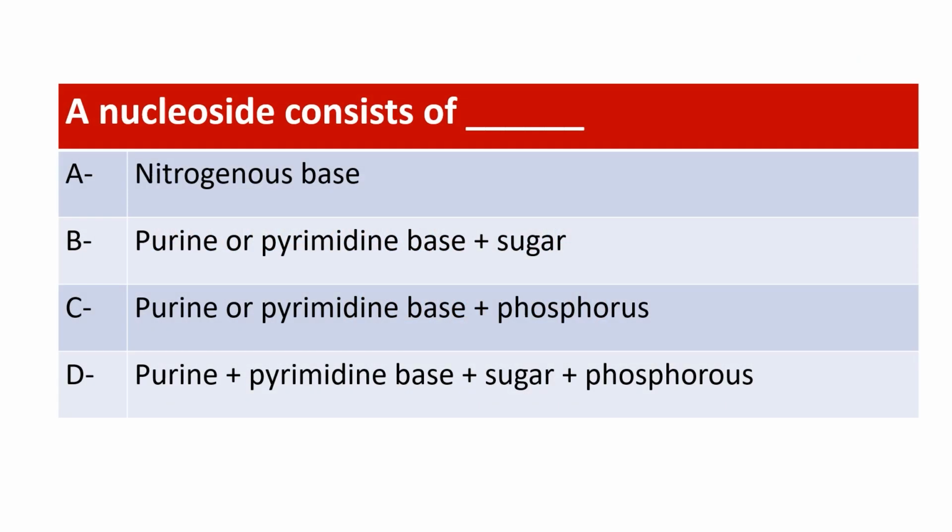A nucleoside consists of what? A nitrogenous base, purine or pyrimidine base plus sugar; purine or pyrimidine base plus phosphorus; or purine plus pyrimidine base plus sugar plus phosphorus. The nucleoside consists of a purine or pyrimidine base and the sugar molecule, which makes the answer B. The sugar can be ribose or deoxyribose, and purine and pyrimidine bases are the nitrogenous bases. And if instead of plus we have or here, it gives a definition of a nucleotide.